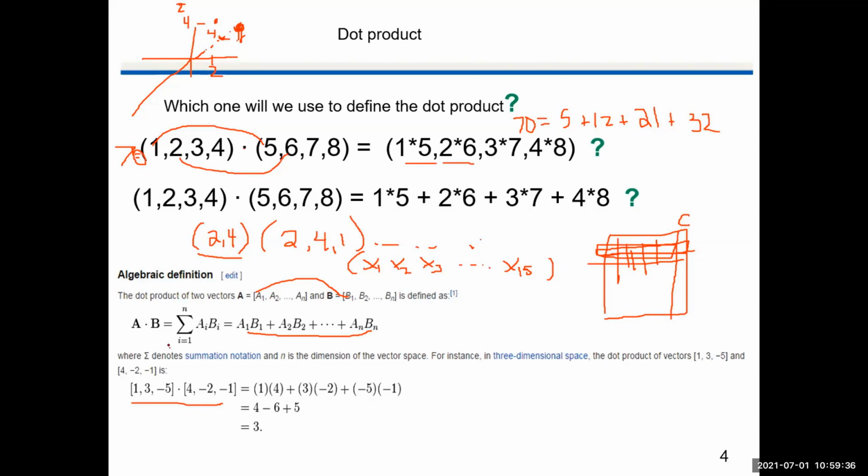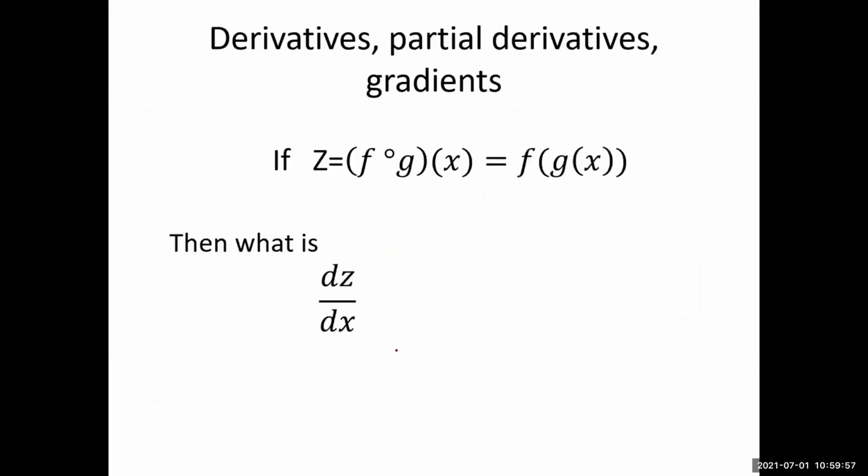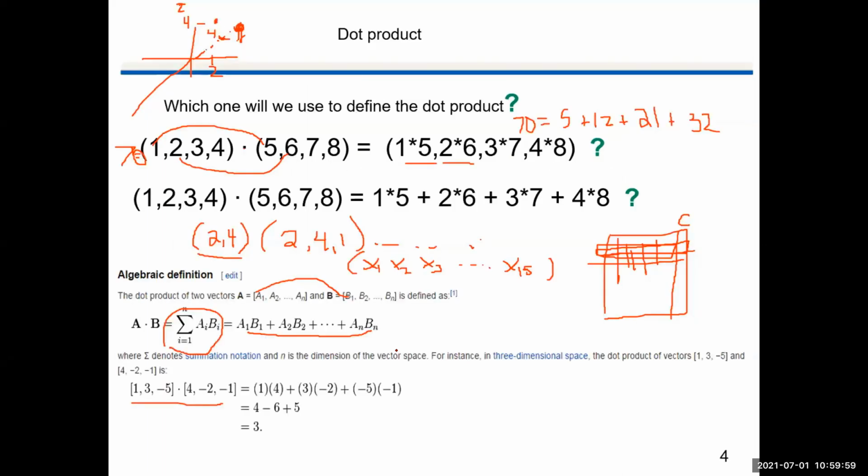And it's convenient to write it like this. So this just means you do each one, A1, B1, you do A2, B2, you do A3, you do all of them, and then you sum them up. Okay, that's what that means. So that's called the dot product. We needed this calculus, but we also need this.